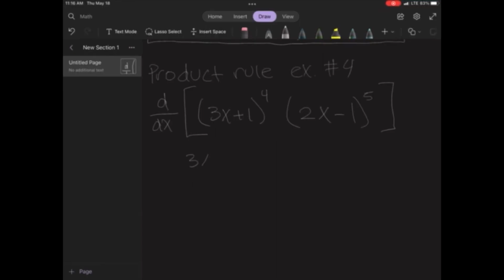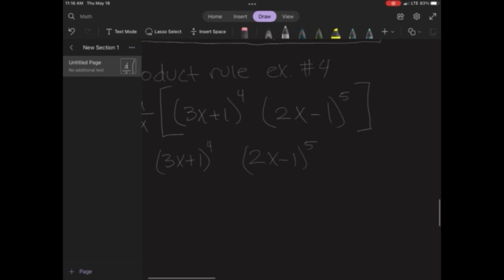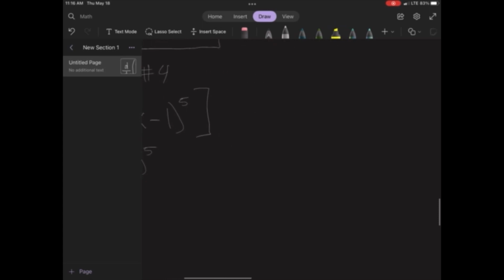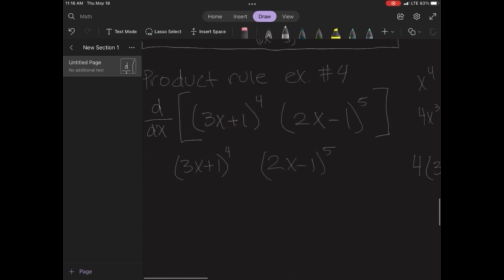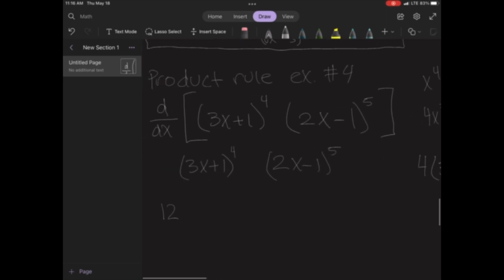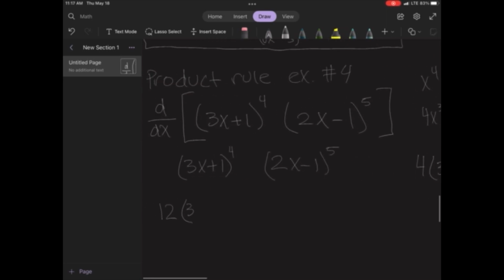Here is the product rule example number 3. So you're going to take the derivative of 3x plus 1 to the 4th times 2x minus 1 to the 5th. You're going to start by writing the factors down below, and then in order to find the derivative of these two factors, you need to do the chain rule. So quickly do the chain rule off to the side. Here is it shown below. Once you have the answer to that derivative of the factor, you will then place it below in your chart like it is shown here.